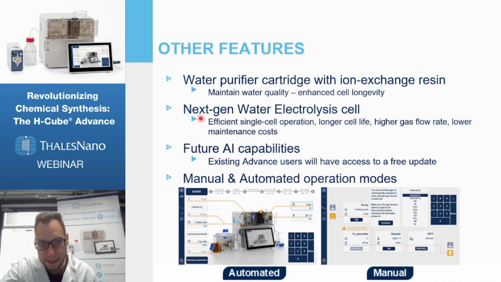I already mentioned the second generation of the water electrolysis cell. So now this is what we use inside our H-Cube Advance, and this grants a longer cell life. That also helps, by the way, from the water purifier cartridge. That's good for the same thing. But the next generation of the construction of the electrolysis cell is also designed for a longer cell life. And I've already mentioned the higher gas flow rate, so now we can do 70 milliliters instead of 60, and lower maintenance cost is also an advantage.